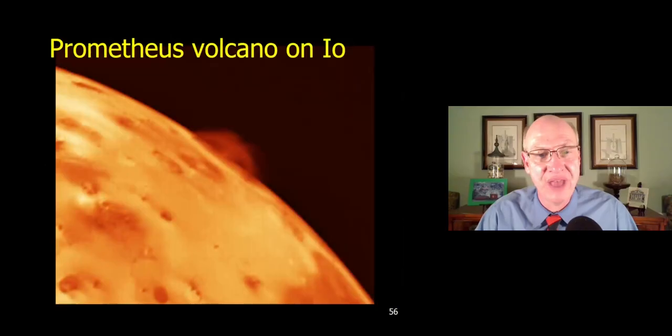erupting in giant volcanoes. In fact, the surface of Io is one of the youngest surfaces of any body in the solar system. There are hardly any impact craters on the surface of Io because the volcanoes quickly cover them over. So Io is an absolutely fascinating world.